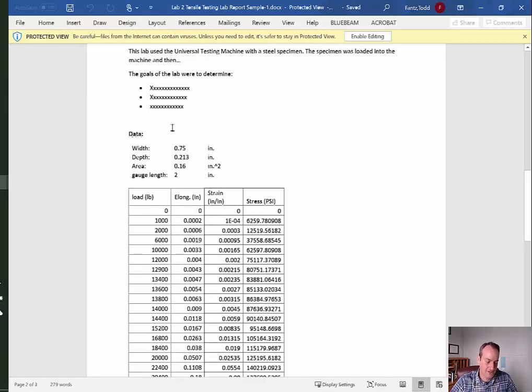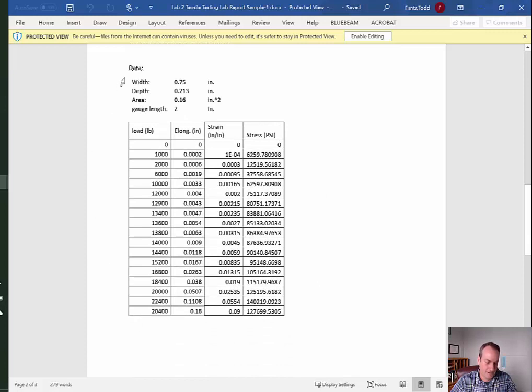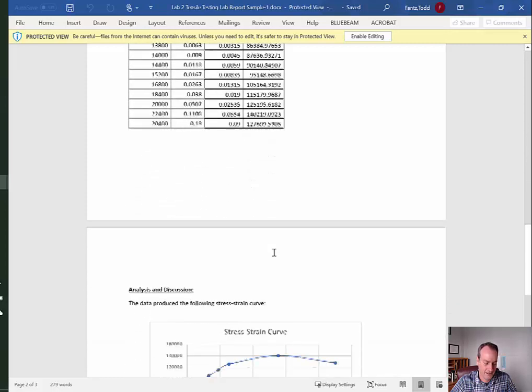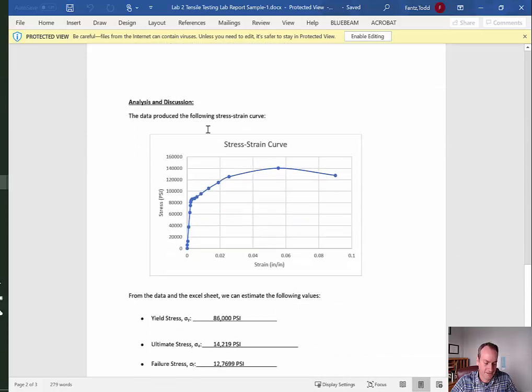What about data? Well, this is what you'll have: your own data table. We'll talk about how to make that in just a little bit, but you'll have width, depth, area, gauge length, all that kind of stuff. You can create your data table. And then in the analysis part, this is what your graph will end up looking like, something like this, right?